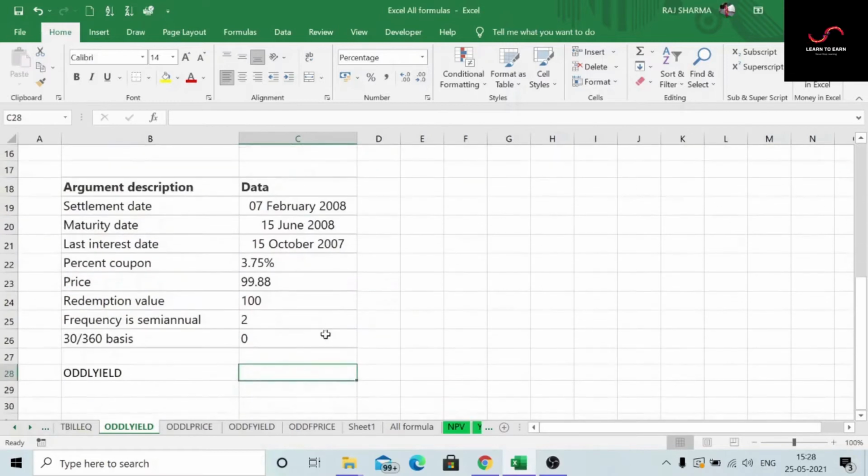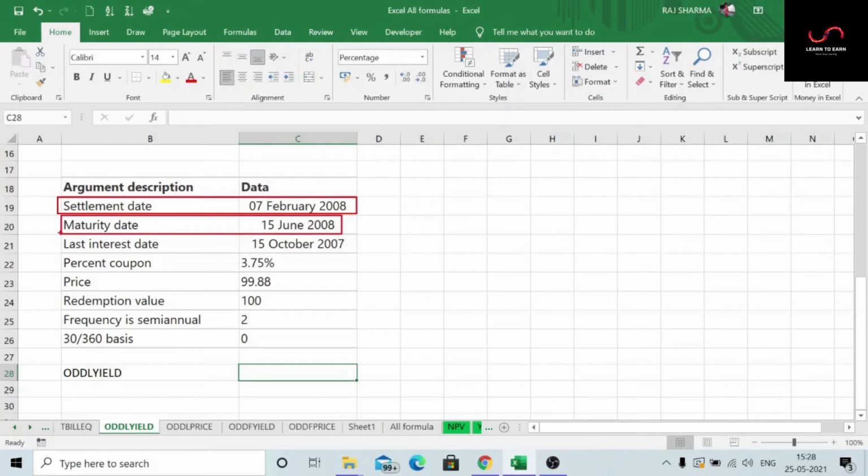Now let us try to understand it by an example. So assume I have acquired a security on 7th February 2008. This security is issued way back in time, but I have purchased it on 7th of February 2008. So from this date onward I will be entitled to receive the subsequent coupons. Then this security is going to mature finally on 15th of June 2008.